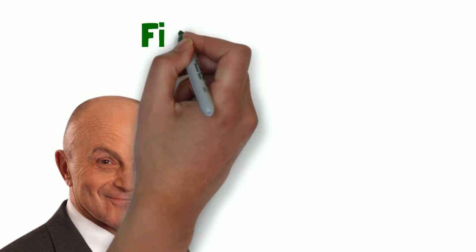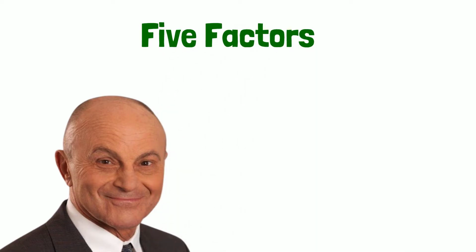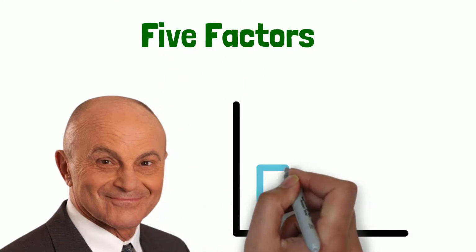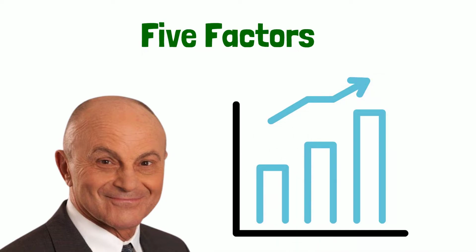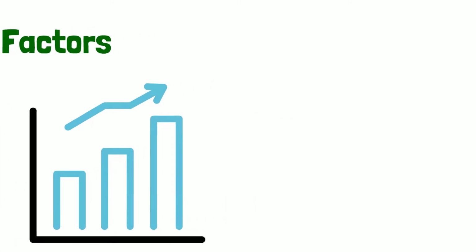The Eugene Fama and Kenneth French paper, A 5-Factor Asset Pricing Model, shows 5 factors that explain 93% of the performance difference between diversified portfolios. Exposure to these factors leads to a higher expected return during long periods of time.